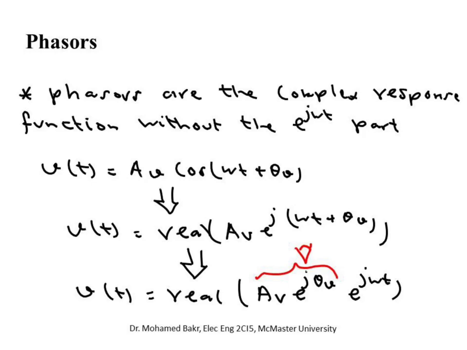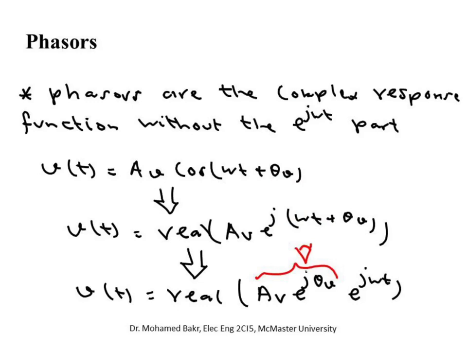So, as I explained, phasors are effectively the complex response functions we discussed earlier, but without the e to the j omega t part. For example, if you take a look at this cosine function, this is a cosine in the time domain, but we know from Euler's identity that cosine of omega t plus theta v is the real part of e to the j omega t plus theta v, because e to the j omega t plus theta v can be written as cosine of this angle plus j sine of this angle.